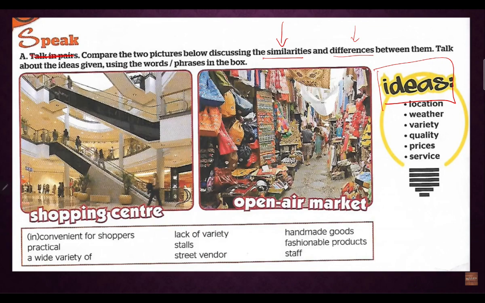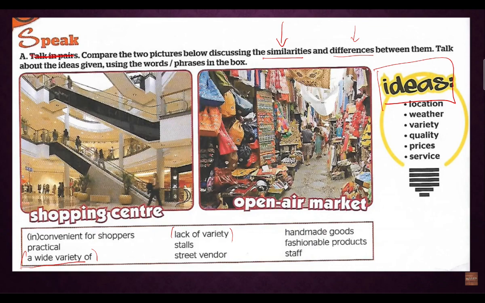The next thing is variety, kepelbagaian. So obviously things there have a wide range of variety. Where is it? This one. A wide range of variety. A wide variety of, ada banyak kepelbagaian. Kalau this one, lack of variety. Tak berapa nak ada kepelbagaian.